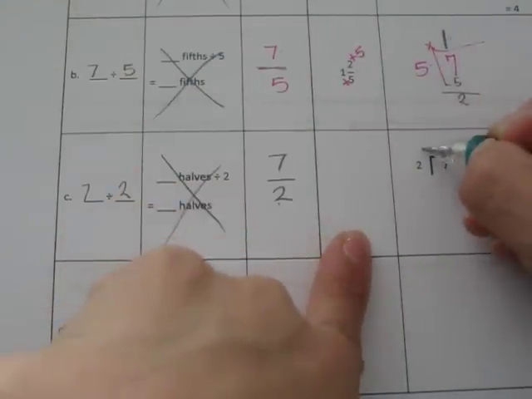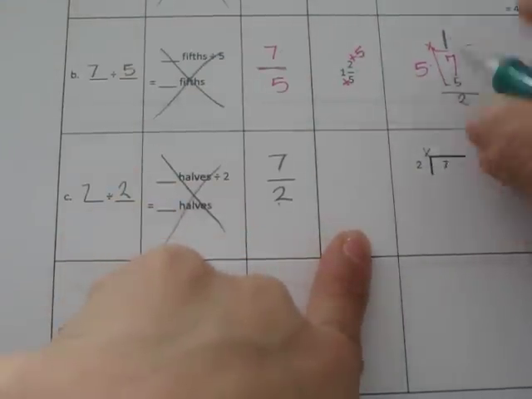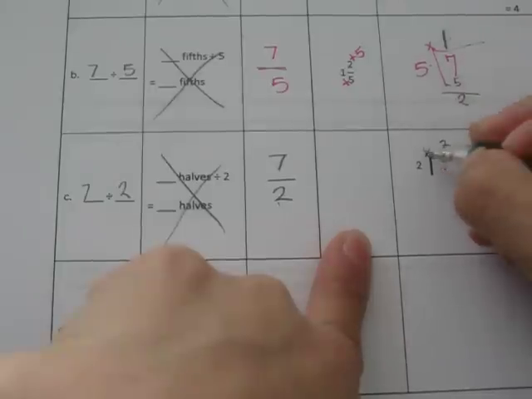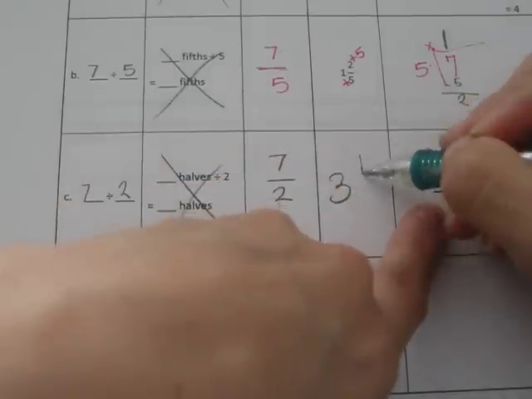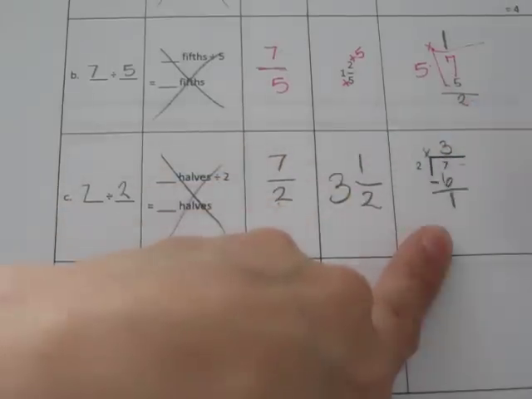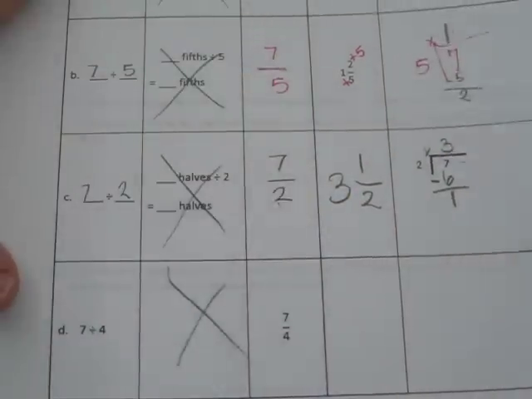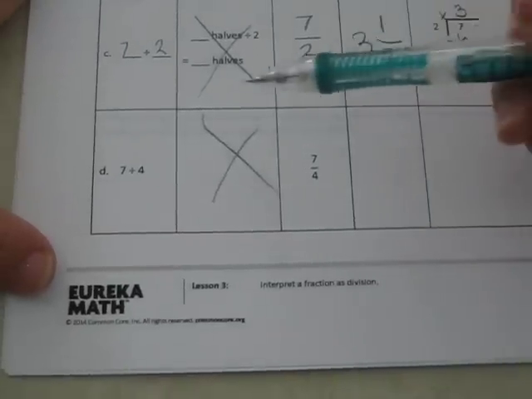So 7 divided by 2, or what can I multiply 2 by to get 7? That would be 3. 3 times 2 is 6. Then I subtract. 7 minus 6 is 1. So I have 3 wholes and 1 out of 2 left over. Okay. They did 2 for us on D.